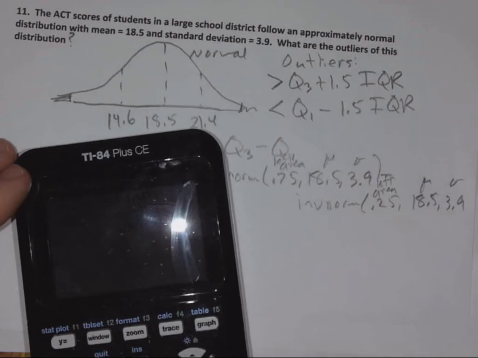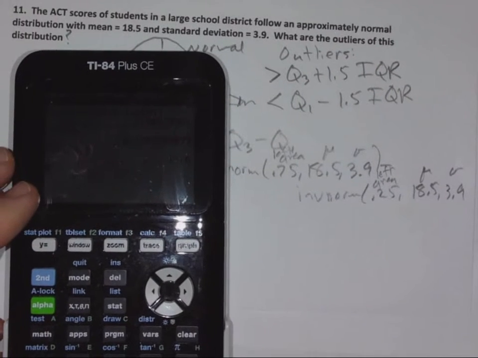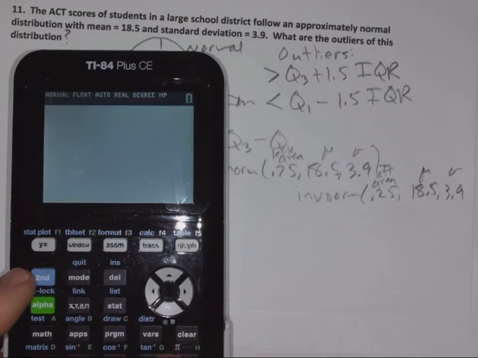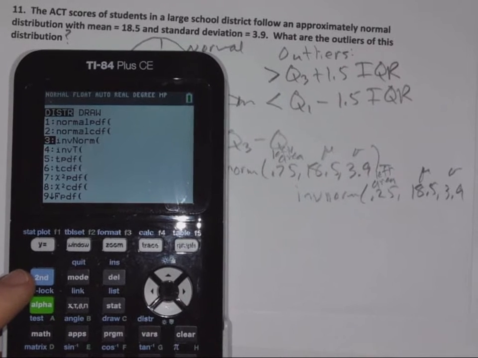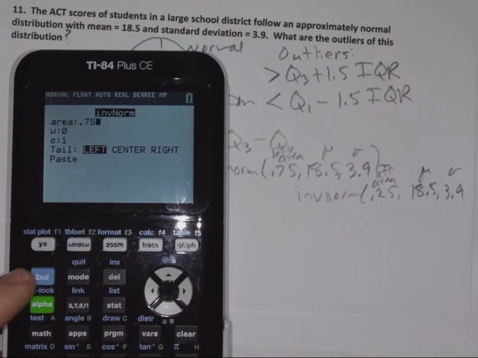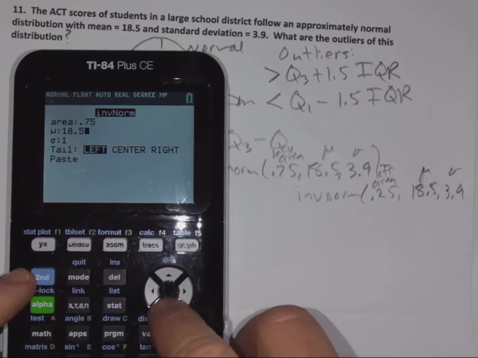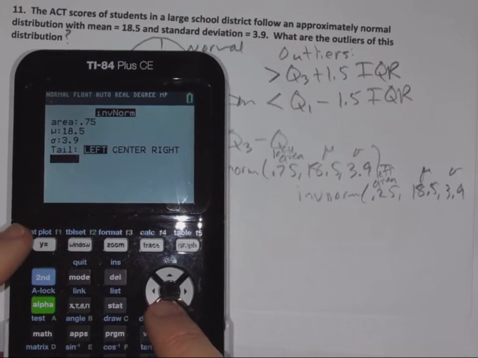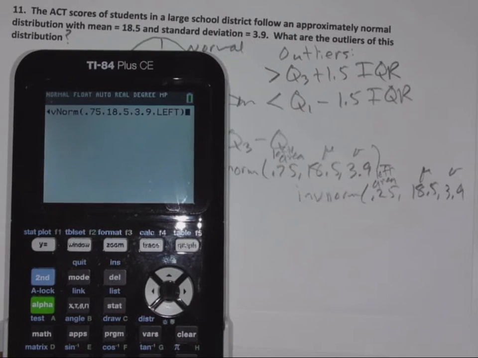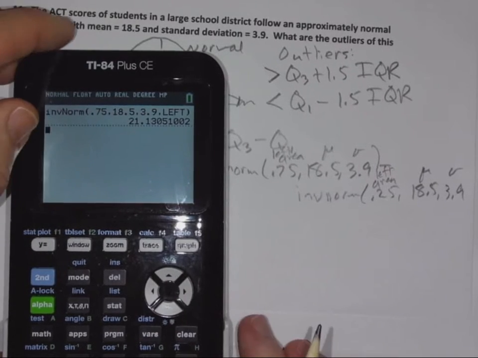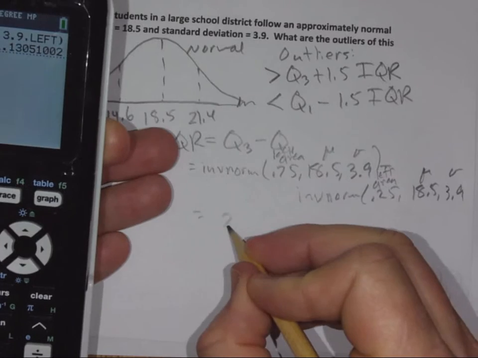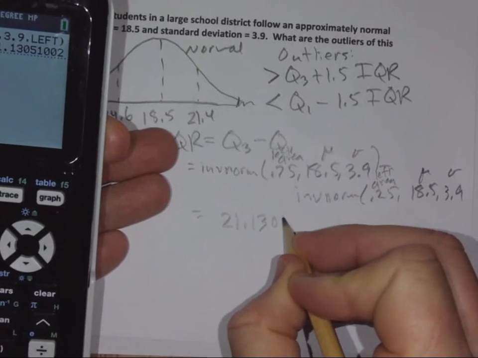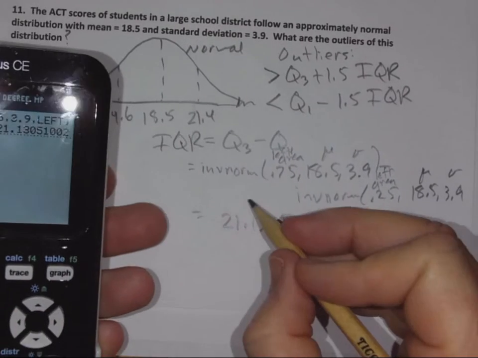So I'll use my calculator. I'll go second distribution, inverse norm, 0.75. My mean is 18.5, and my standard deviation is 3.9, and it's the left area. That tells me it would be 21.1305. Okay, that is my Q3.